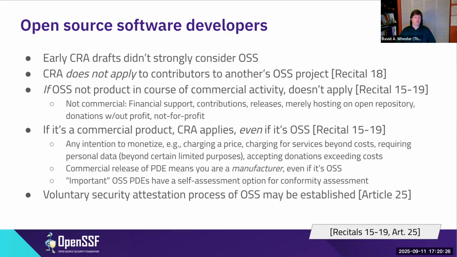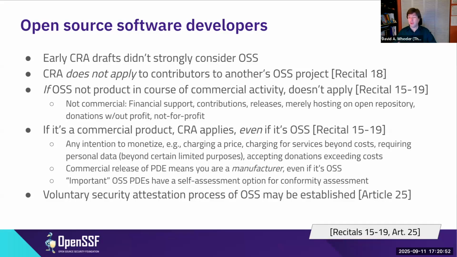Donations without a profit, those are fine. However, if it's a commercial product, as the CRA defines it, it applies even if it's open source software. So if you're doing anything monetizing, charging a price, charging for services beyond your costs, requiring certain kinds of personal data, or accepting donations, doing any of that, you become a manufacturer, even if it's open source software.